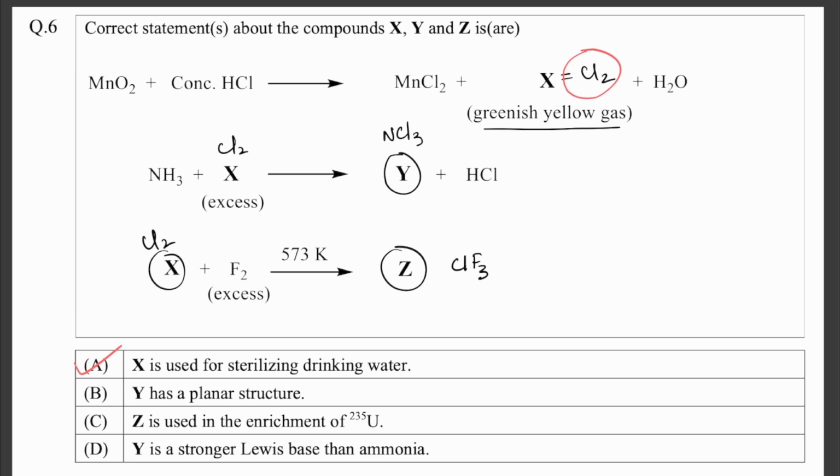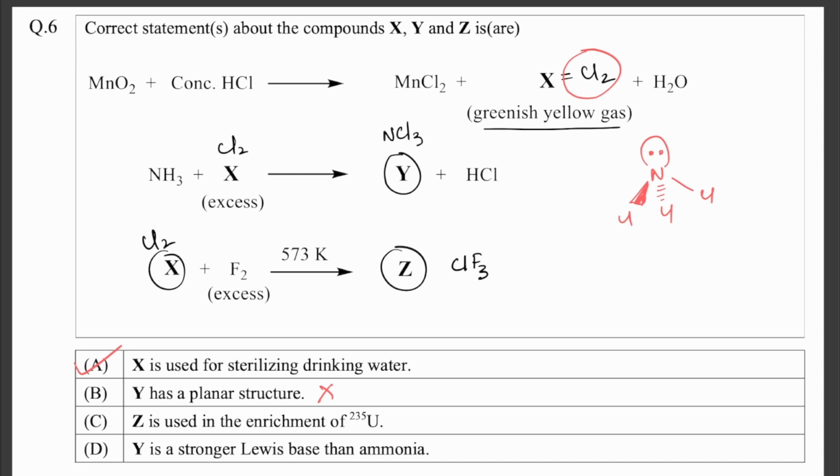Y has a planar structure. Y is NCl3, and the NCl3 structure is like this. NCl3 is tetrahedral, so it cannot be planar. So this one is wrong.